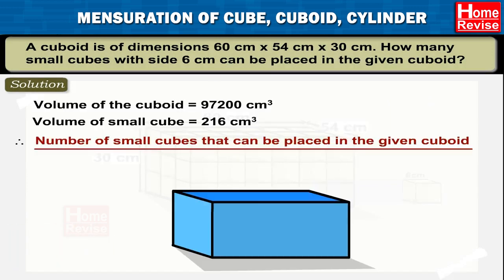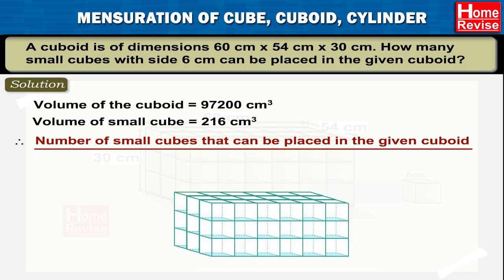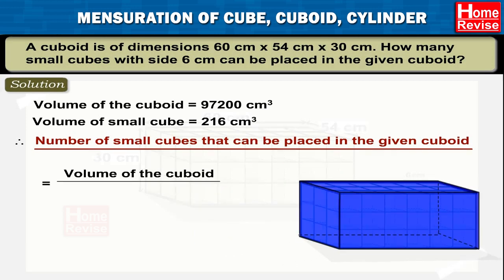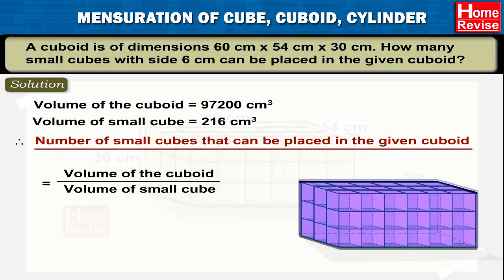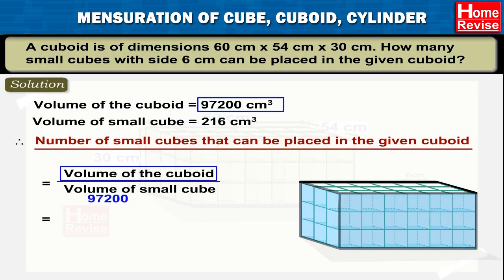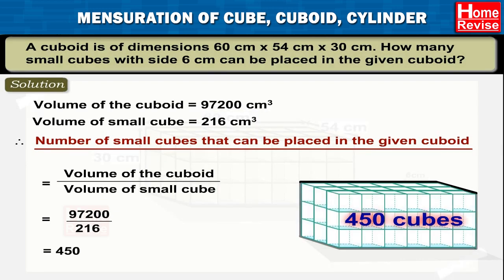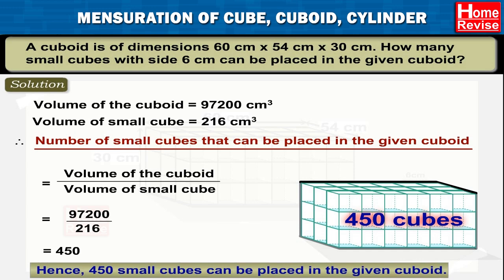Now the number of small cubes that can be placed in the given cuboid is equal to volume of the cuboid upon volume of the small cube. So that equals 97,200/216, that equals 450. Hence, 450 small cubes can be placed in the given cuboid.